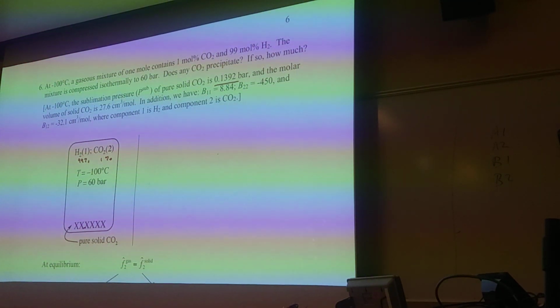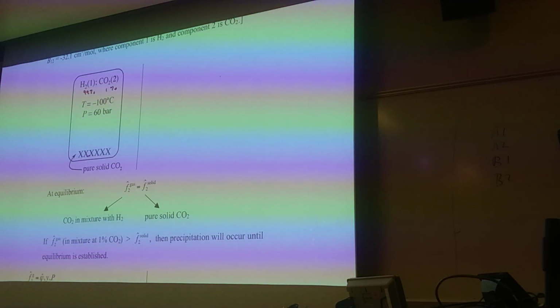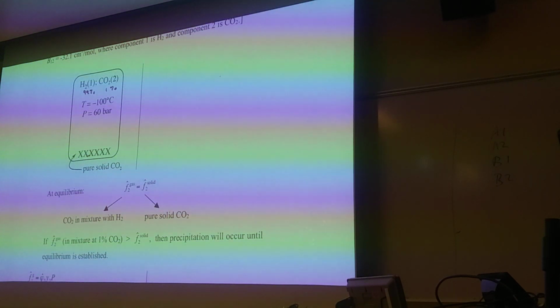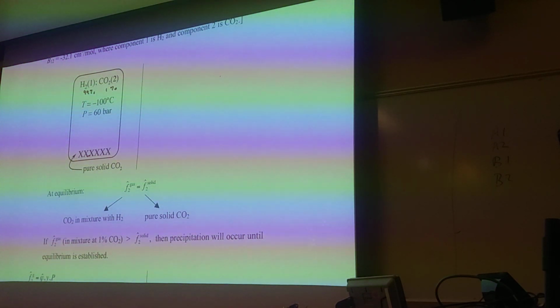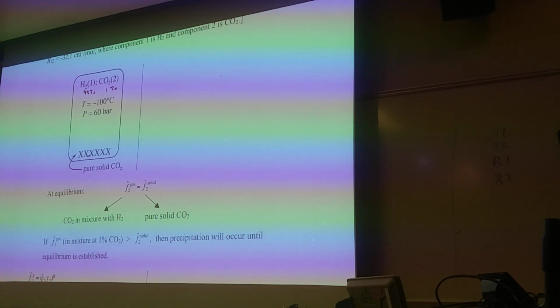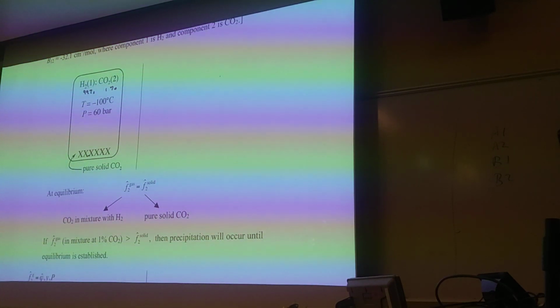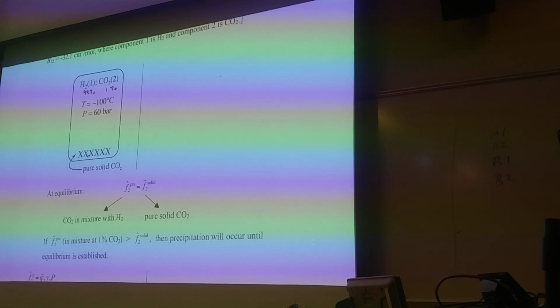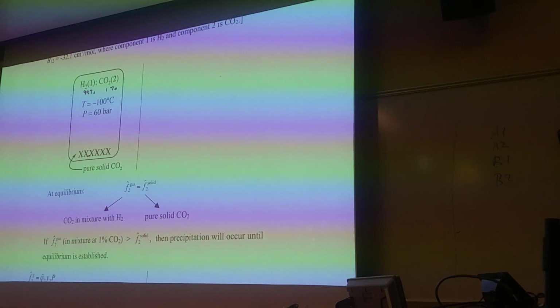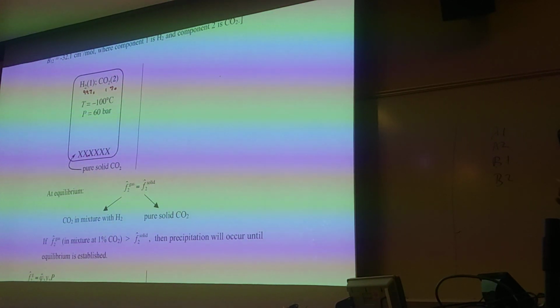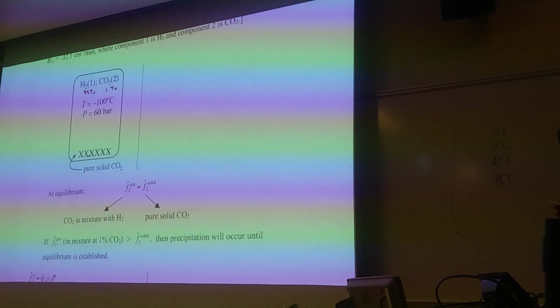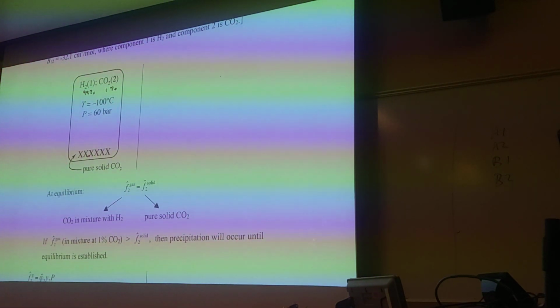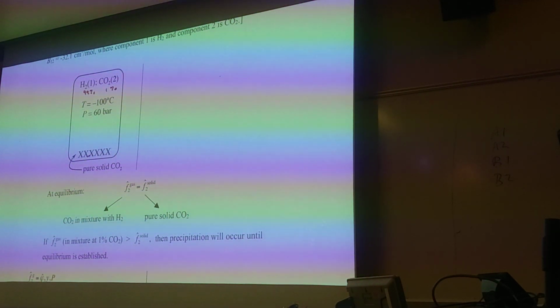And of course, the first thing you need to realize is that it will precipitate if the fugacity of the carbon dioxide in the gas is higher than the fugacity of pure solid CO2. Because it's the difference in those fugacities that is the driving force for the precipitation process. Does everyone get that? That's the most important thing to get, because if you don't get that, then you can't go further. So we need to calculate both of these fugacities.